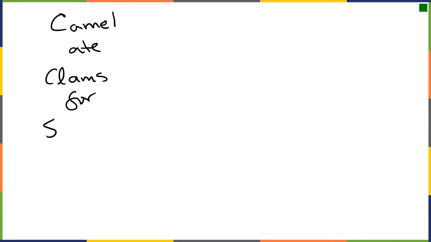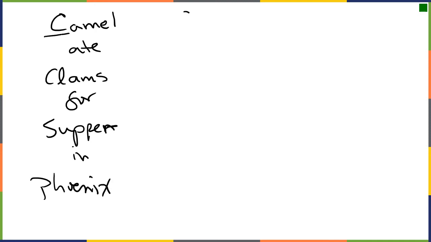Let's do the rest. So if we have camel, so Nick the camel, 8 clams. We'll do clams at the very end here, for supper in Phoenix. So what do we have here? We have a C at the beginning. We have 3 consonants, so we have CO3. We have 2 vowels, so we have 2 minus. This is the ate ion, so this is carbonate.